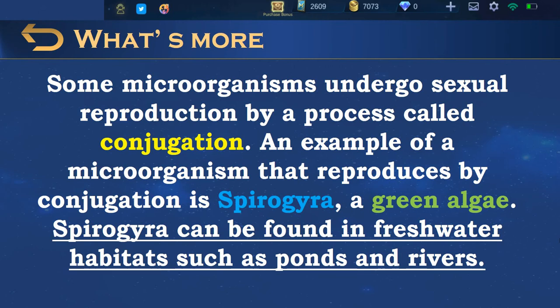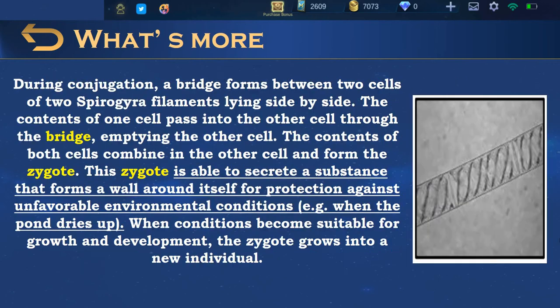Some microorganisms undergo sexual reproduction by a process called conjugation. An example of a microorganism that reproduces by conjugation is Spirogyra. It is a green algae. Spirogyra can be found in freshwater habitats such as ponds and rivers.